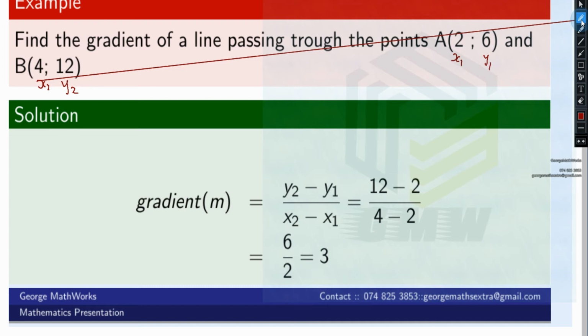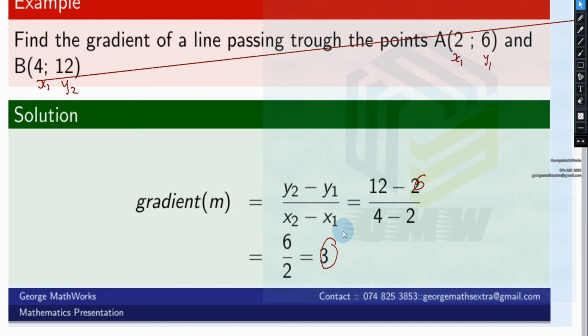So the change in y over the change in x now becomes 12 minus 6 over 4 minus 2. This 4 here, subtracting this 2 there. So in the end, you are getting your gradient to be 6 over 2, and your final answer is 3. So if the final answer now is 3, our gradient is positive in this case. And a positive gradient implies that the line will be ascending if we are to sketch a line like this. That's something we covered.